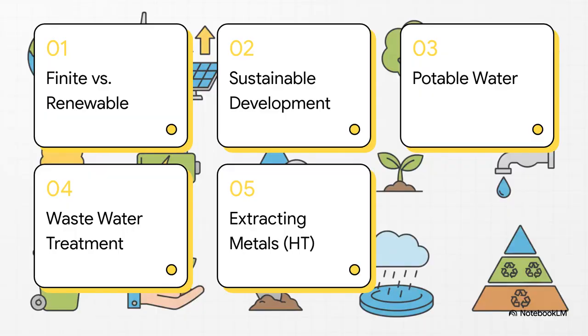So, here's the game plan. We'll kick things off with the big picture, the difference between resources that run out and those that don't. That leads us perfectly into the huge idea of sustainable development. Then, we're going to zoom right in on our most precious resource, water. We'll look at how we make it safe to drink and what happens to it after we've used it. And to finish, we've got some really clever chemistry for all you higher-tier students on new ways to get metals.